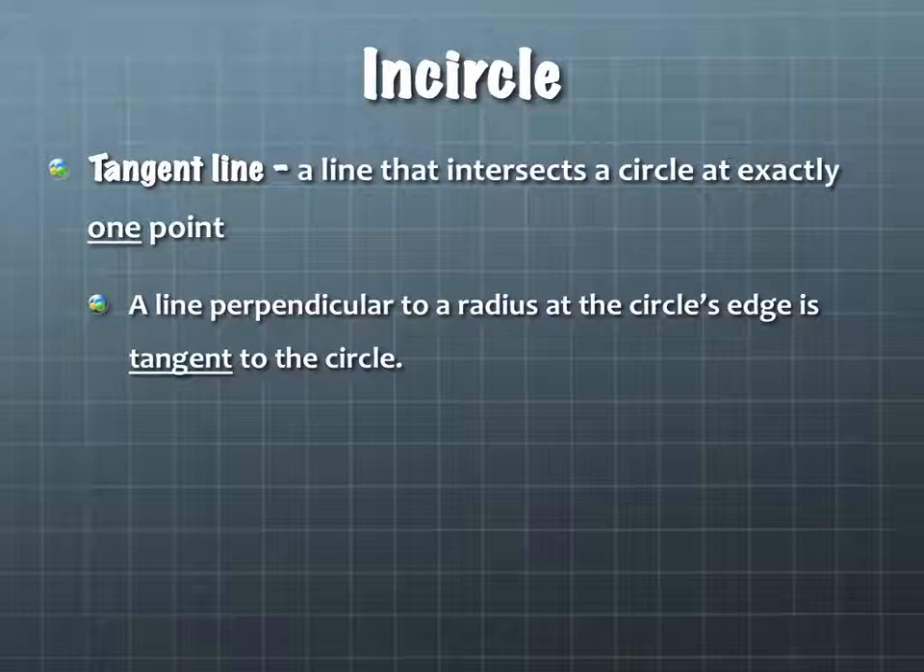And angle bisectors are equidistant from the sides of the angles. Tangent line. A tangent line is a line that intersects a circle at exactly one point. Okay? So I've had people describe a tangent line as kissing the circle, or bouncing against the circle. It's just a single touch and it's off. And then a line perpendicular to the radius of the circle is tangent to the circle.